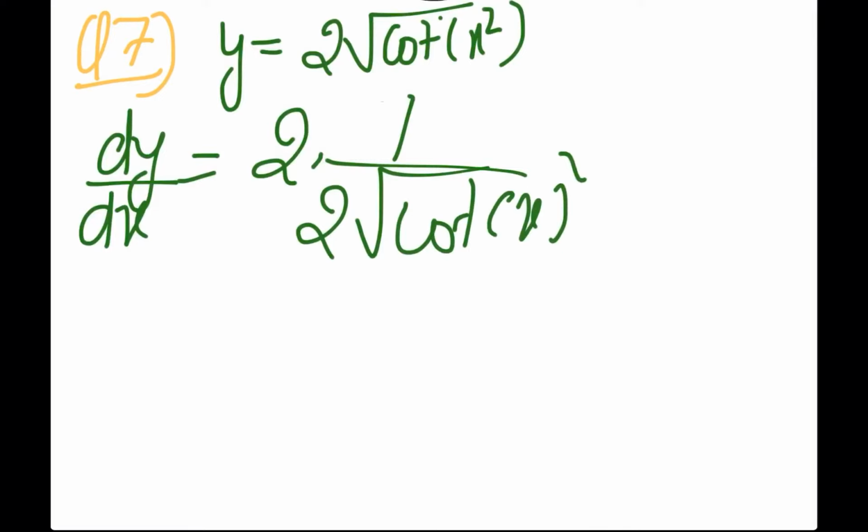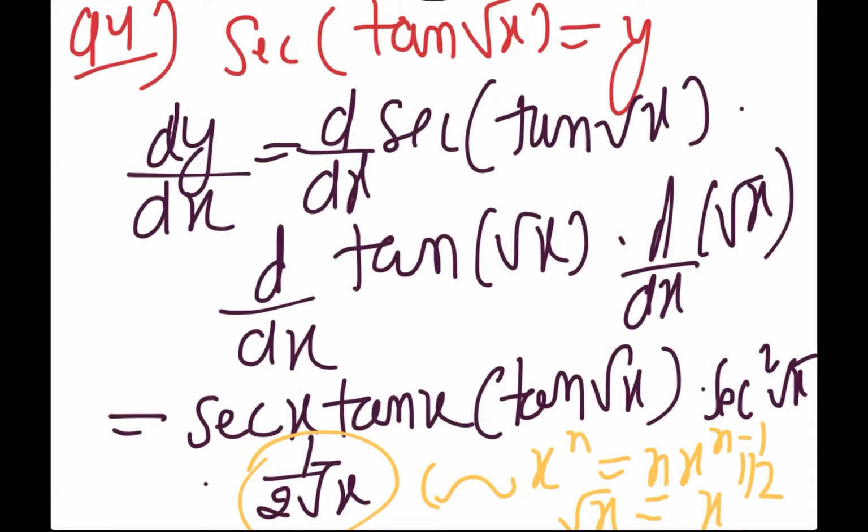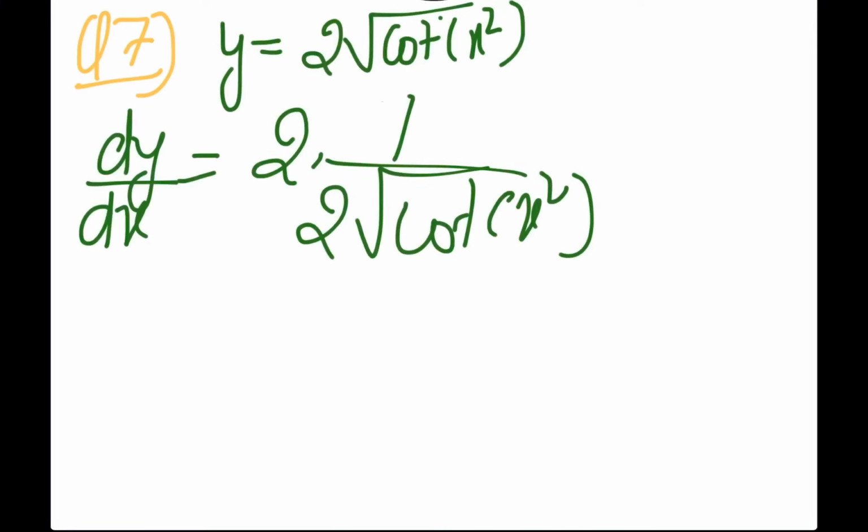Can I write it like this? Yes, I can, because what I have just done in the previous question, where I had to differentiate a root of a function. Whenever I differentiate the root of a function, it becomes 1 by 2 root of that function, isn't it? So the root of cot x square becomes 1 by 2 root cot x square. That's simple. We just now did it in the previous question using the power formula.